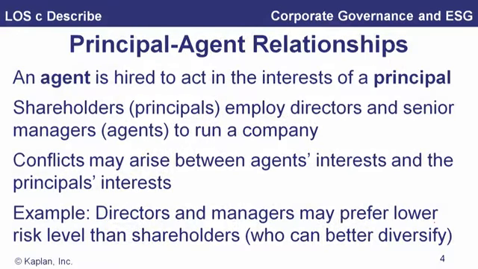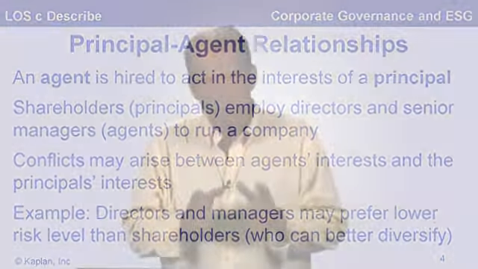Another example is that directors and managers might prefer a lower risk level because they have so much invested in the company, not maybe just in stock, but their jobs, their retirement plans, all these things that affect them. And so they may want to keep the risk lower, but shareholders may have a diversified portfolio where the shares of the company are just one part of their overall portfolio. So they would prefer more risk.